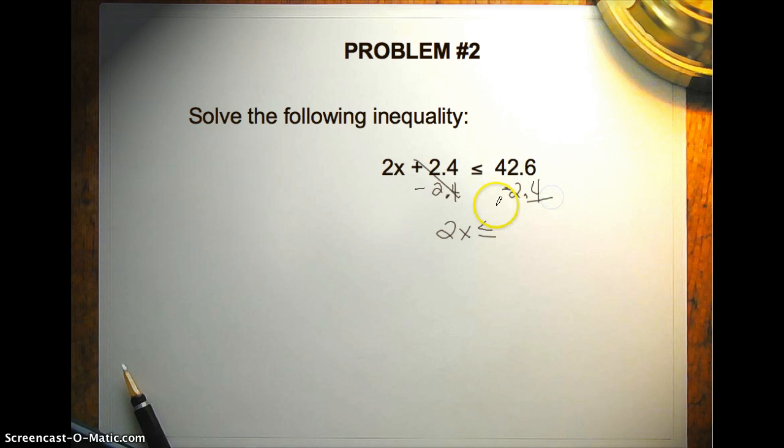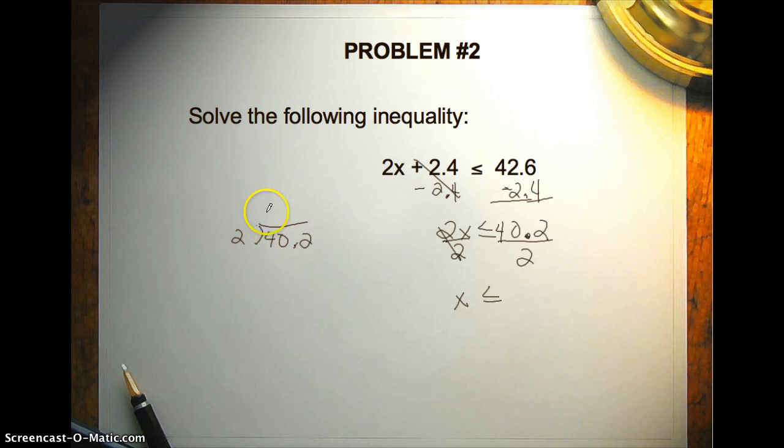6 minus 4 is 2. Bring down our decimal. 2 minus 2 is 0, and bring down our 4. So we have 40 and 2/10. Like the problem before, this is multiplication. This is 2 times x. In order to get rid of it, we do the inverse, which is division. We divide both sides by 2. This cancels this out. We still have our x. Let's rewrite it: less than or equal to 40 and 2/10. I'm going to do my math over here, and you should do this in your notebook. I want to see all your work in your notebook.